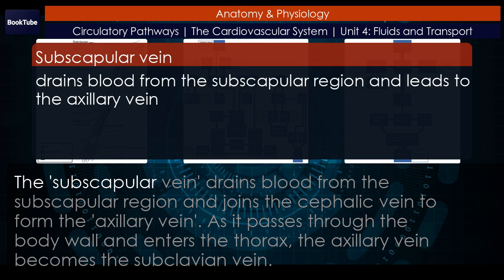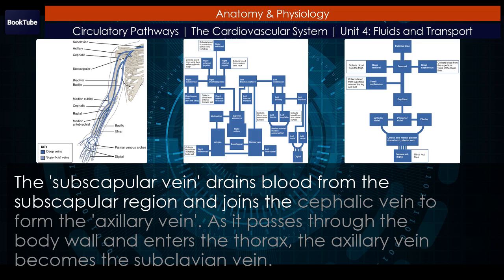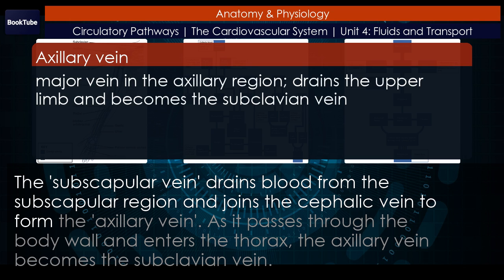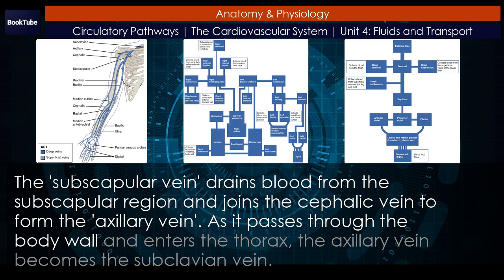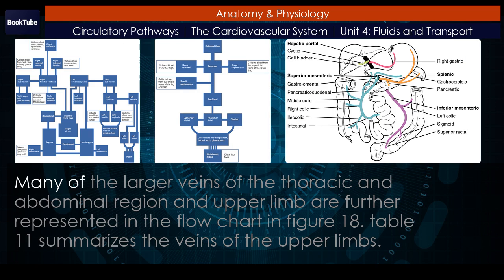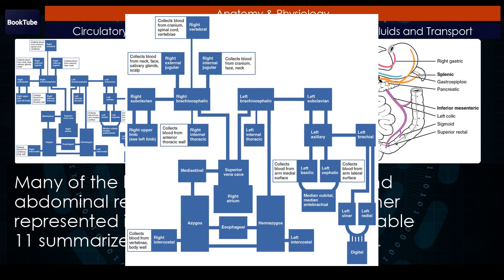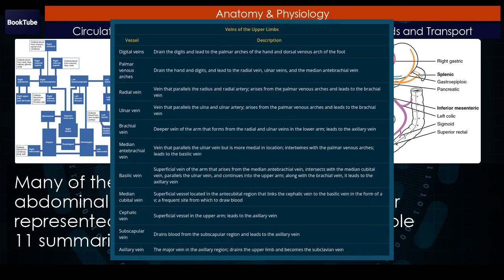The subscapular vein drains blood from the subscapular region and joins the cephalic vein to form the axillary vein. As it passes through the body wall and enters the thorax, the axillary vein becomes the subclavian vein. Many of the larger veins of the thoracic and abdominal region and upper limb are further represented in the flowchart in Figure 18. Table 11 summarizes the veins of the upper limbs.